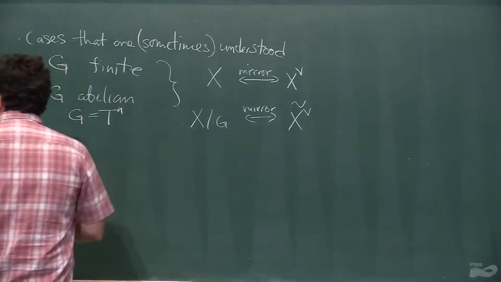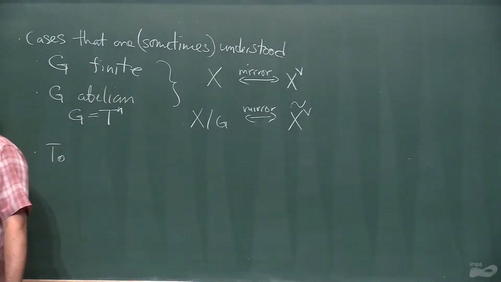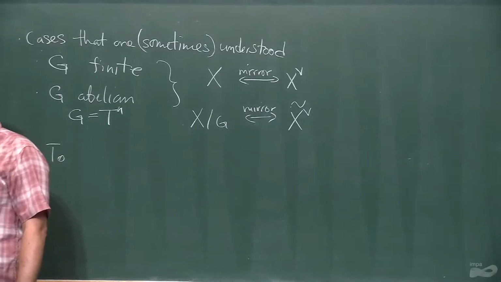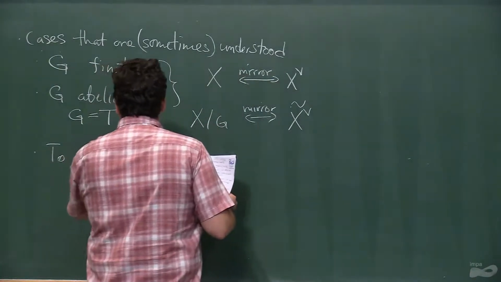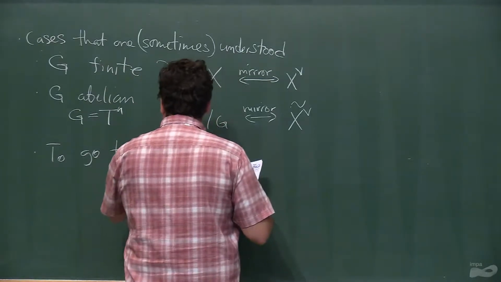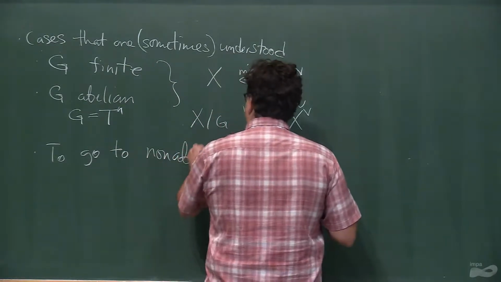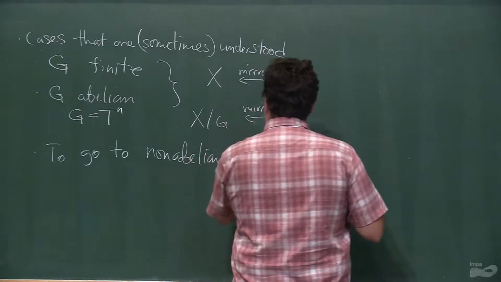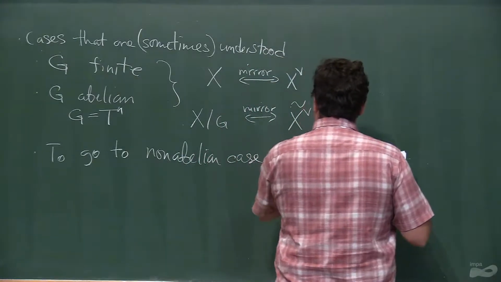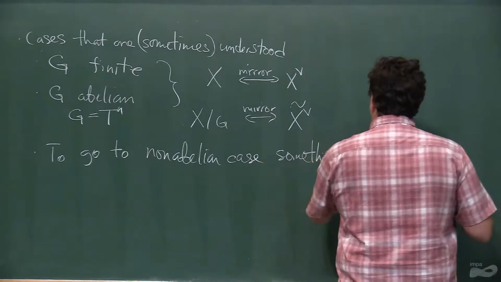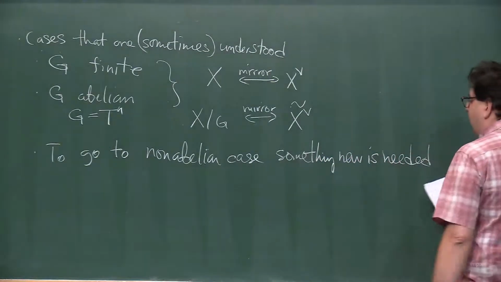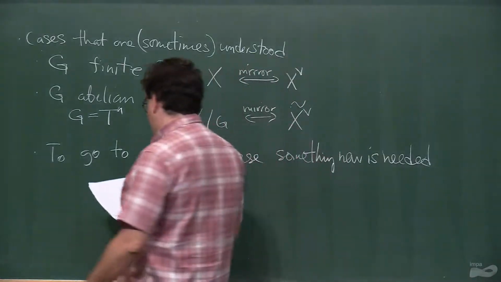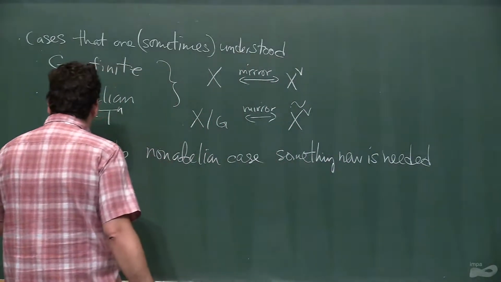But the thing I actually want to talk about is where G is a positive-dimensional non-abelian algebraic group. So to go to the non-abelian case, something new is needed. And basically the new thing we're going to use is this theory of equivariant Lagrangians.